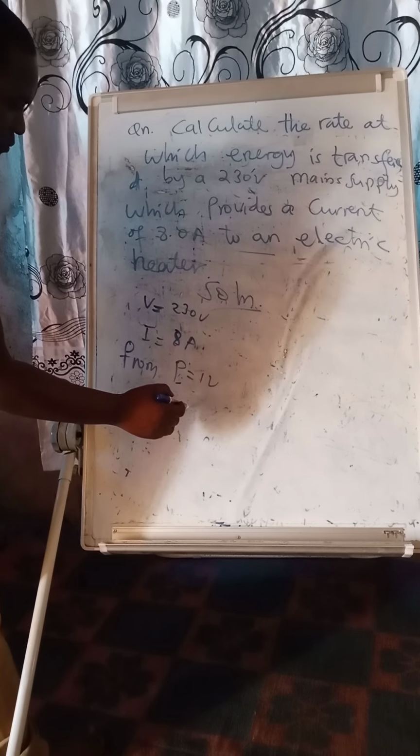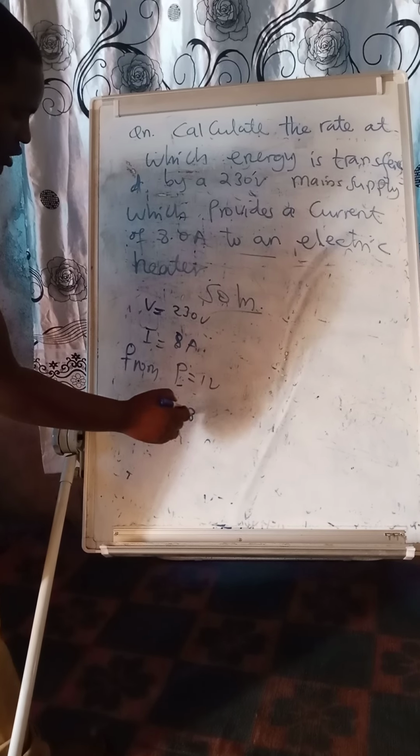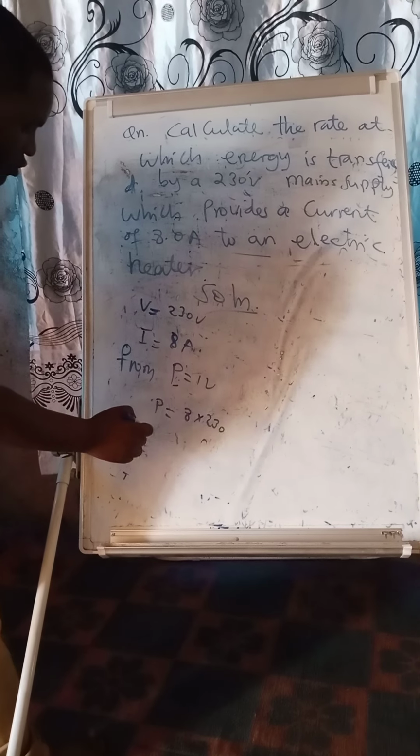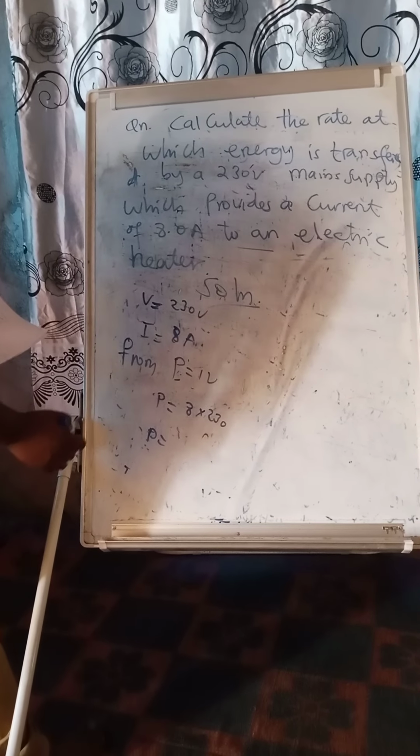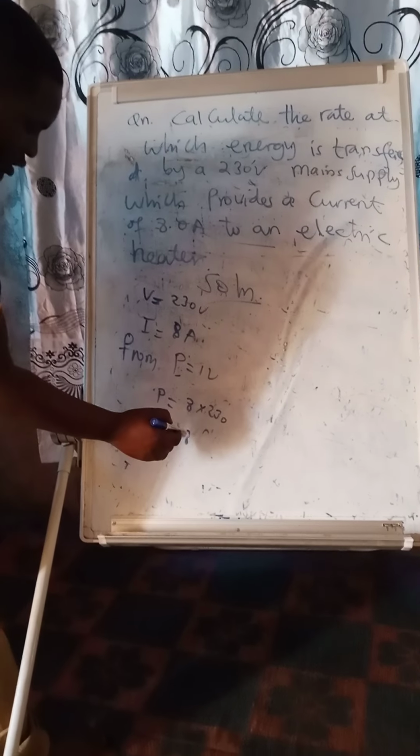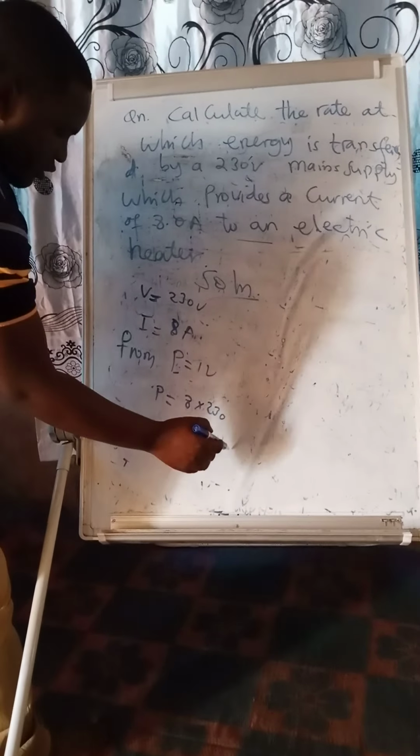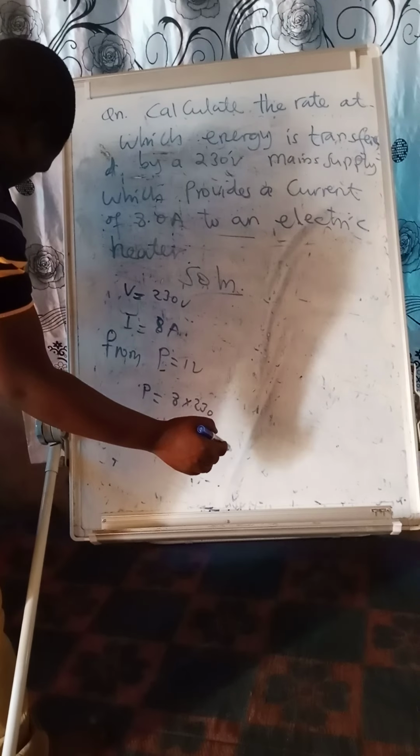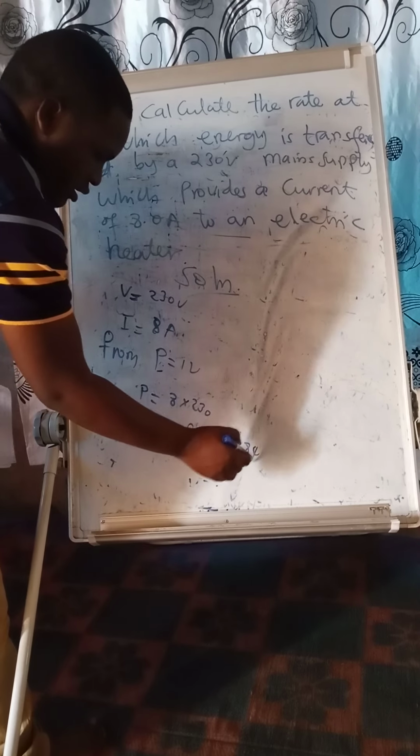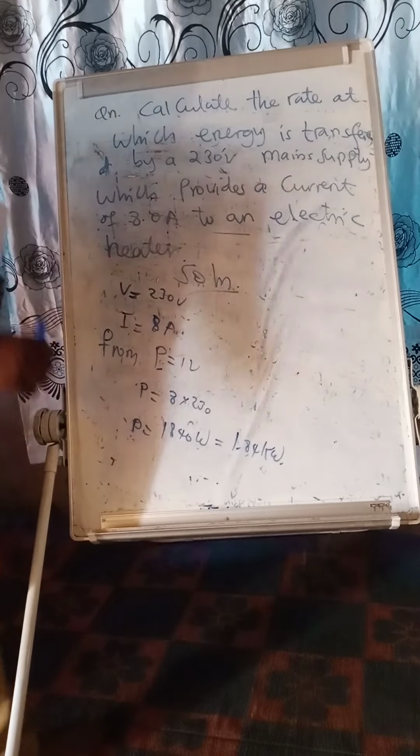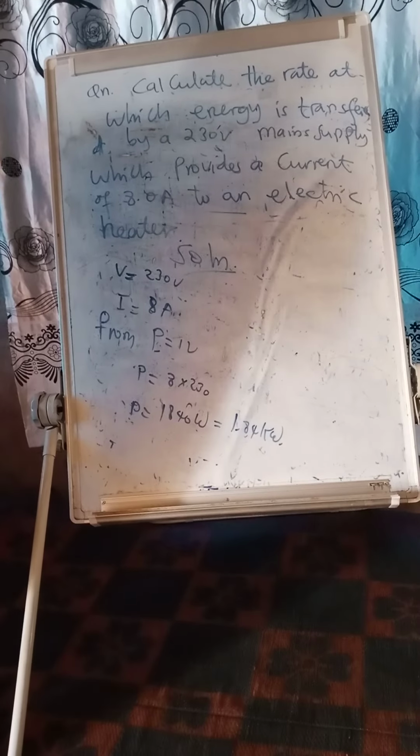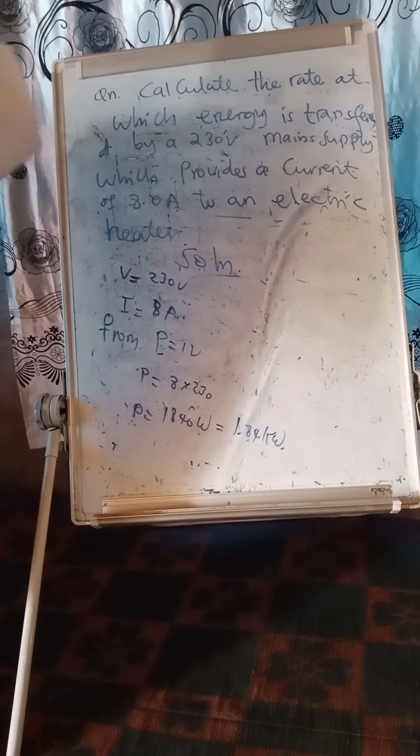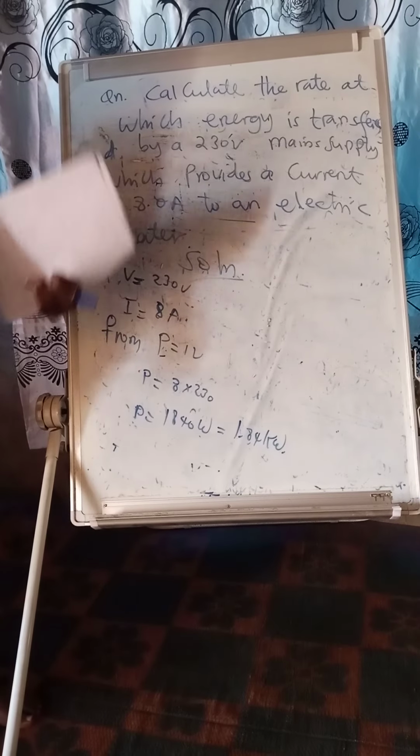So the rate at which energy is transferred is power. Our power will be 8 times 230, which is 1840 watts, or in terms of kilowatt will be 1.86 kilowatts. So this is a simple way to calculate these questions by using the formulas of power.